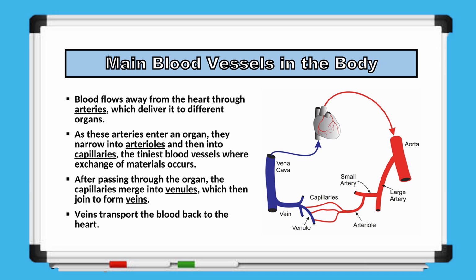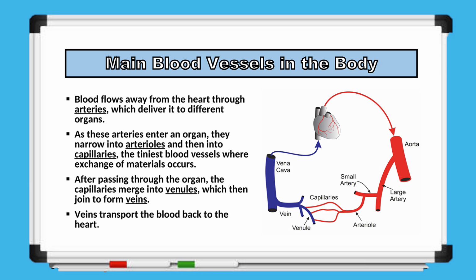As these arteries branch and enter an organ, they become narrower, forming arterioles, and eventually lead into capillaries, the smallest blood vessels where the exchange of substances such as oxygen, nutrients, and waste products takes place. Once the exchange has occurred, the capillaries widen and merge into venules, which then join together to form veins. These veins carry the blood back toward the heart, completing the circulation loop.